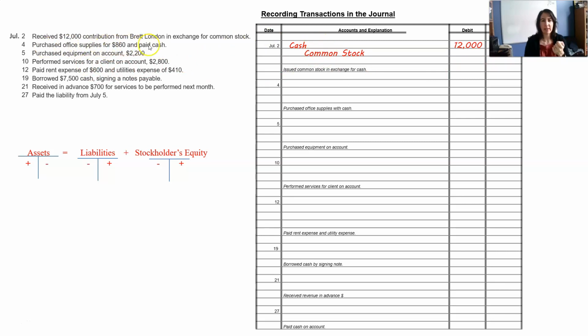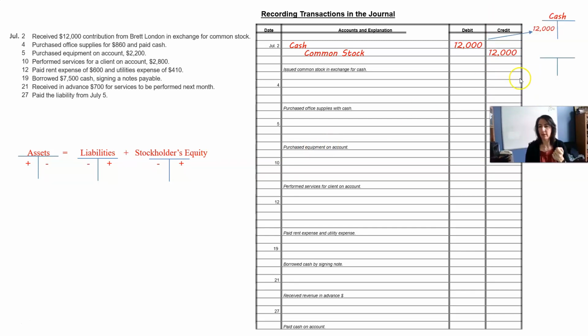Purchased office supplies for $860 and paid cash. Well, you got office supplies, that's an asset, so we're going to debit office supplies. And we paid cash, so that's going to be a credit to an asset. So let's take that. Let me move myself a little bit here. I forgot I gave you kind of a little drawing. There you go. $12,000, $12,000. All right, so we debit supplies, we'll go back to this example. Debit supplies for $860. Credit cash for $860.